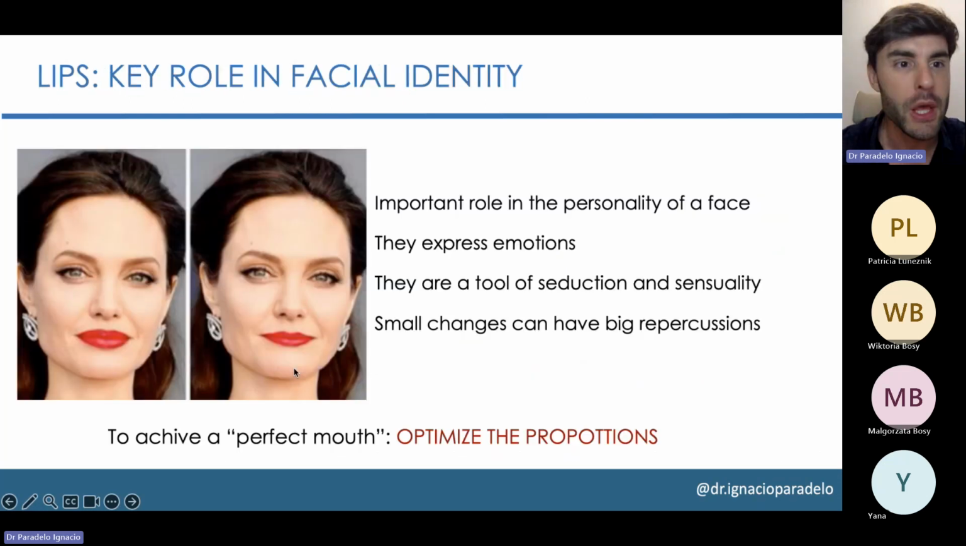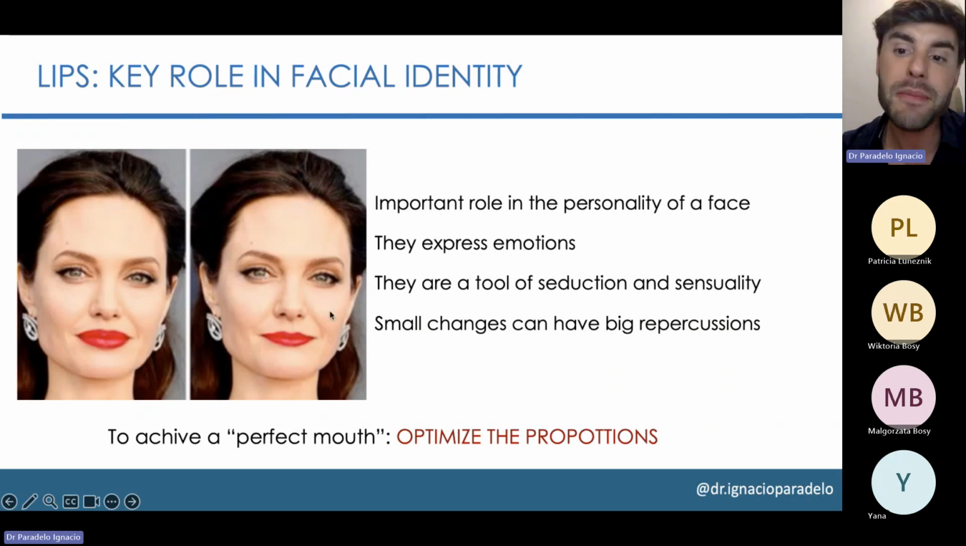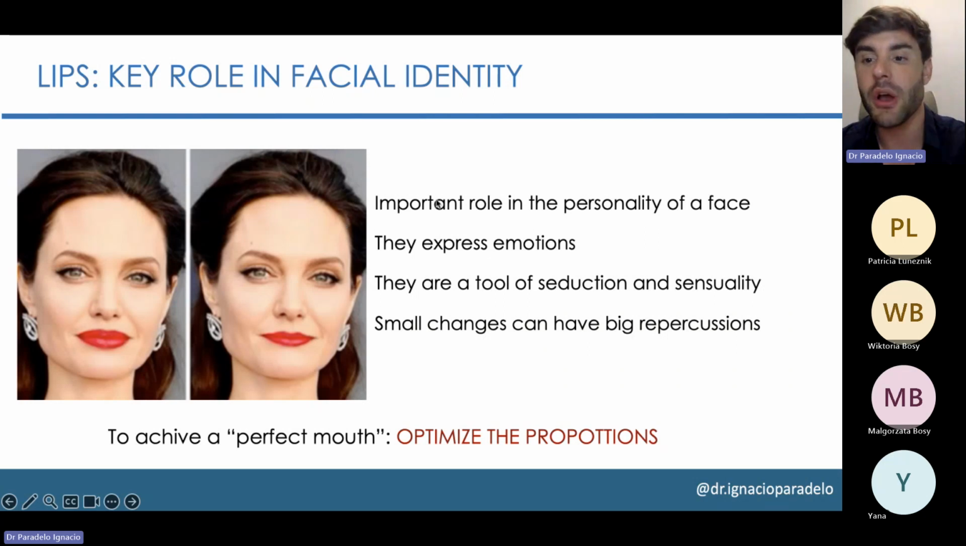When we analyze a face, lips play an important role in facial identity. They are a fundamental component in the personality of the person. Look, for example, at Angelina Jolie, who has full and important lips, giving a very sensual appearance to her face and following in harmony with the rest of her features. But if we replace those lips with thinner ones, we are completely changing the face of the actress. The lips also express emotions, and they are a weapon of seduction and sensuality. And as I just mentioned, small changes in the lips can generate great repercussions on our patient's face.